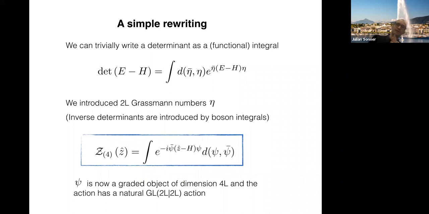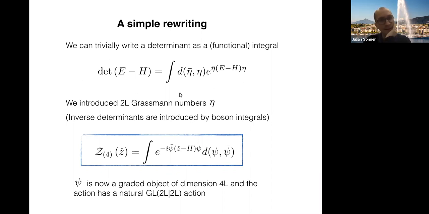So now let me do some trivial rewritings. We can trivially rewrite a determinant basically as a functional integral, or here it's a Grassmann integral. So I can just introduce some 2L Grassmann numbers eta, right? And I can write a Gaussian integral. And we know the rules of Grassmann integrals are that I get the determinant of this operator here. So, not being careful about factors of 2 pi, but more or less this is the correct formula.